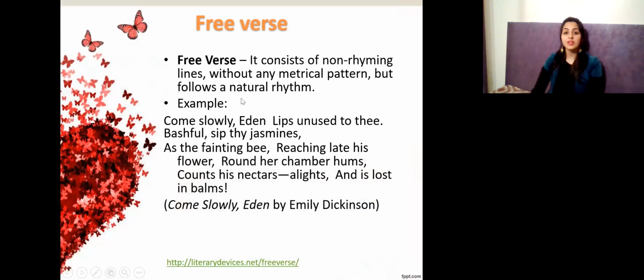Let's see what is a free verse. A free verse consists of non-rhyming lines. That's why it's known as free. It does not have to be in a proper pattern or lyric, and no specific rhyme should be there. You can just write it however you want. Free verse it is. So without any metrical pattern, no meter, no measurement, nothing is there in that poem.